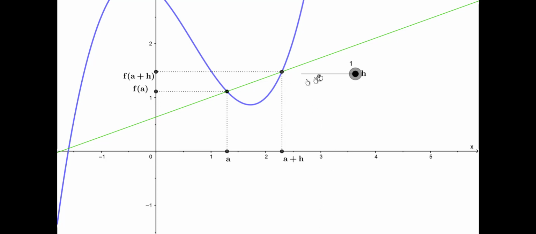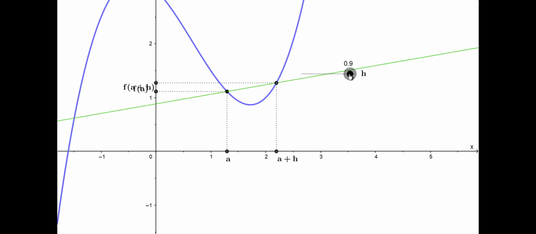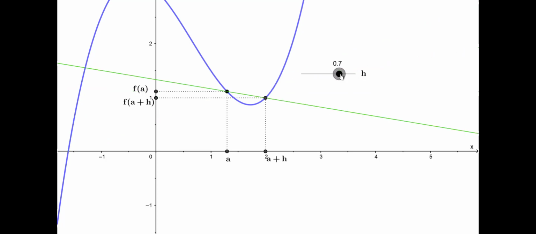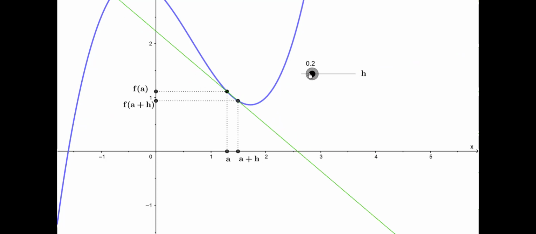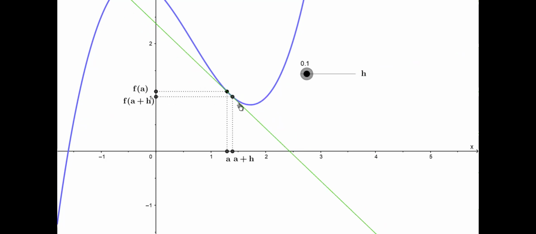Now the idea on this is H gets smaller, this point moves closer to A. So you're going to see this secant line changing, and as H gets smaller and smaller, this thing gets closer to a tangent line. A tangent line can be thought of as 2 points that are infinitesimally close to each other. This slider doesn't let us go to 0.